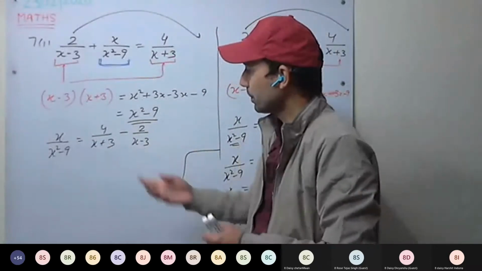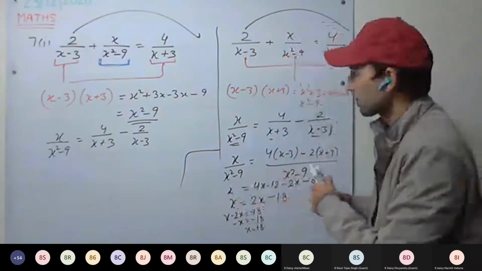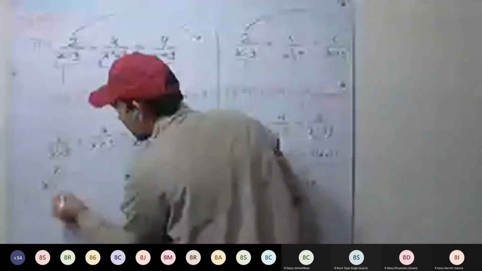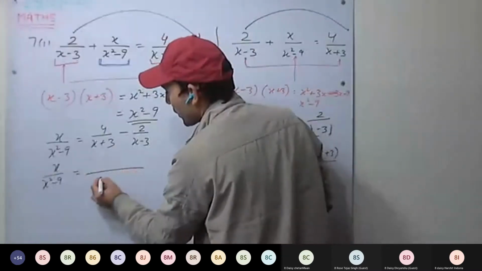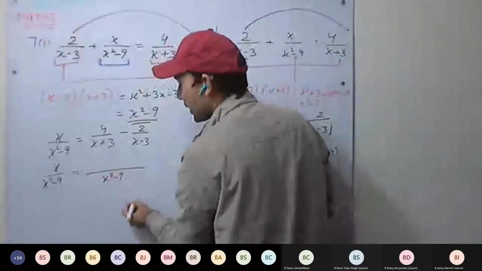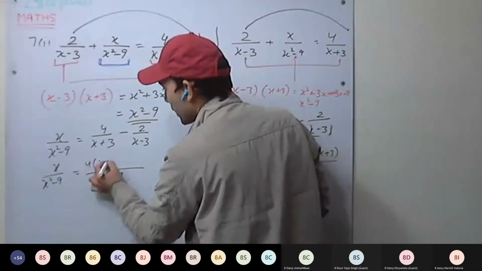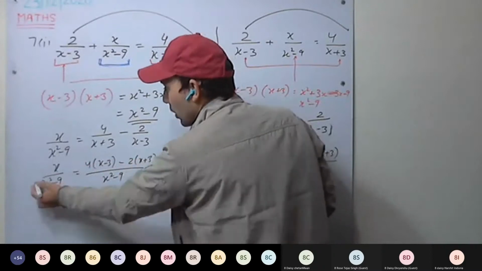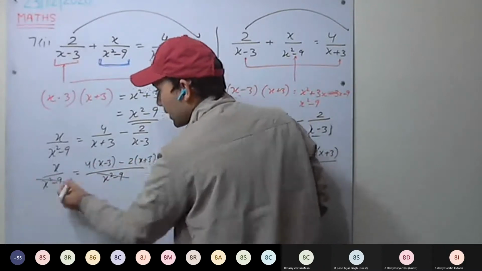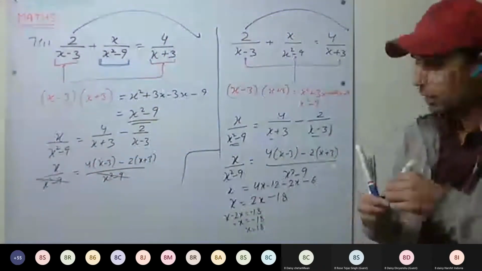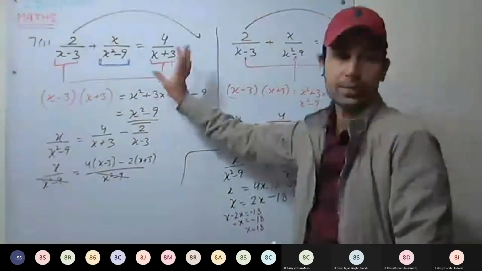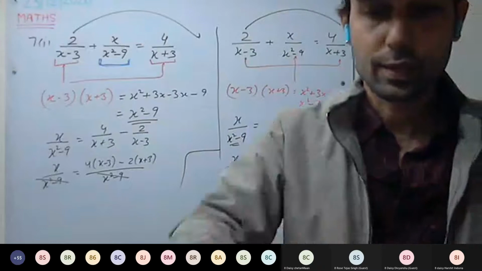Now we take the LCM. So this remains the same, x upon x square minus 9. But on the right hand side, what are you getting? Again x square minus 9, 4 into x minus 3, minus 2 into x plus 3. Now they are cancelled. Understood this one? So always check once.